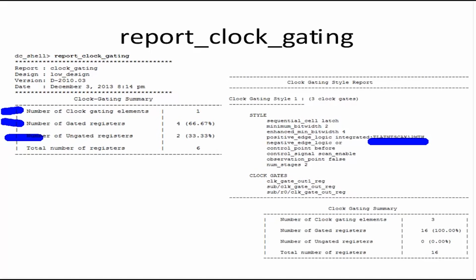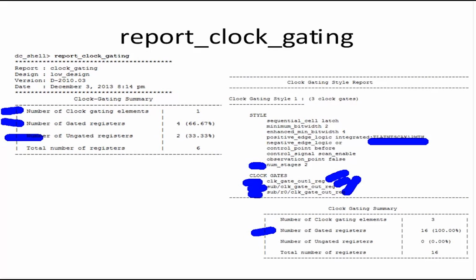It is related to DFT. Let's not go into that. Number of stages is 2. These are the clock gates. So it told us there are 3 clock gates, and these are the 3 clock gates that are inserted. This is the summary again, very similar to the left-hand side summary. It tells us that 100% of registers are gated.